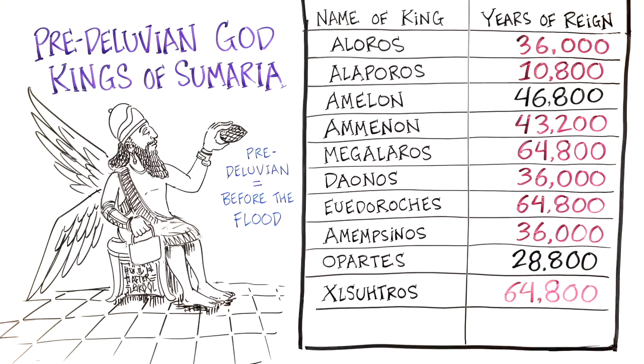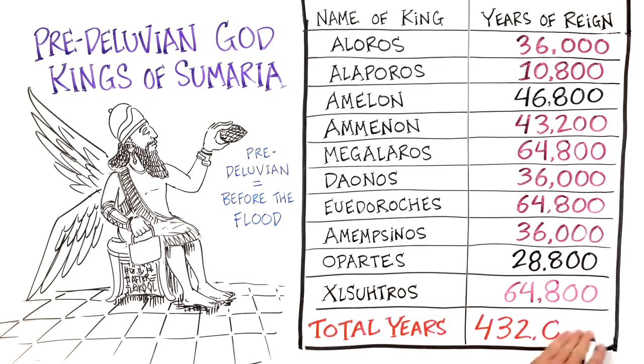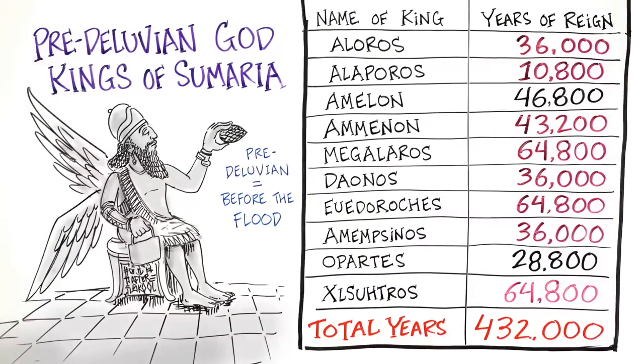There's 43,200, 64,800, 36,000. You'll notice 64,800 is presented twice, actually 3 times. The total, though, is 432,000 years. That's a long span of time. Do you think they meant this literally, or is this strictly symbolic and figurative? Is it possible that a king could have reigned for 36,000 years?